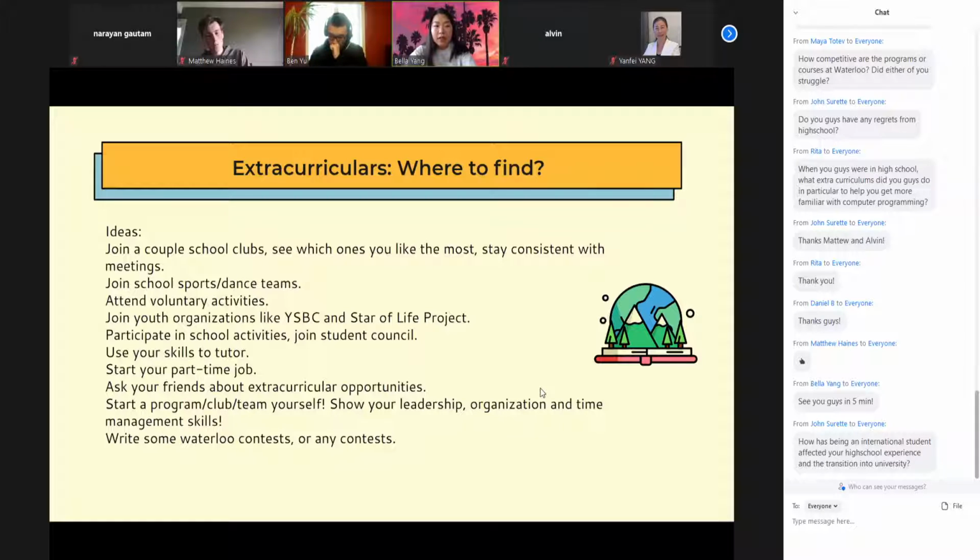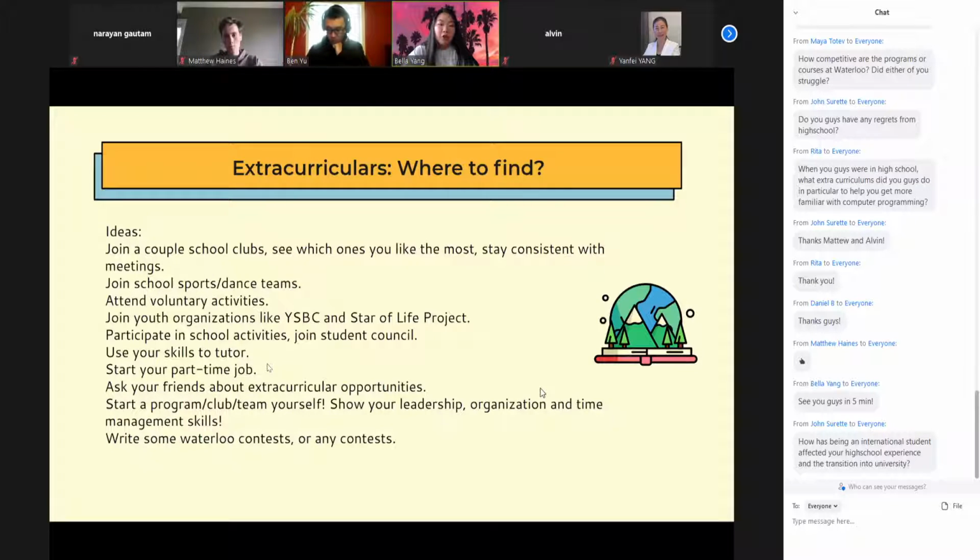Attend voluntary activities, and also, since we are in the middle of a pandemic, you can join a lot of online youth organizations such as YSBC and Star of Life Project. YSBC will actually be recruiting after this conference. So yeah, wink, wink. Participate in your school activities, join student council, and start a part-time job.